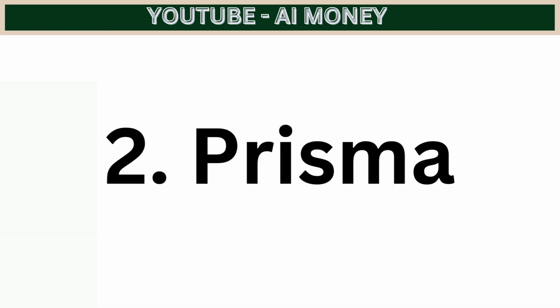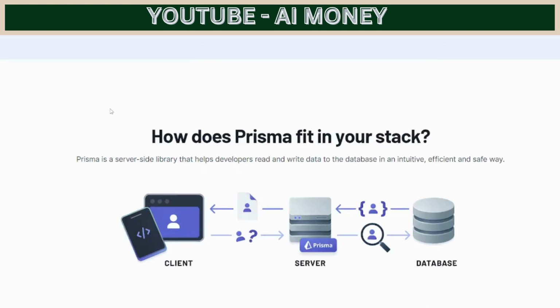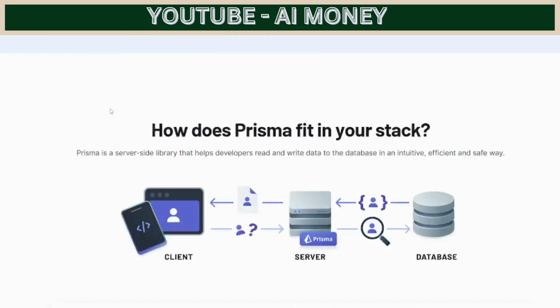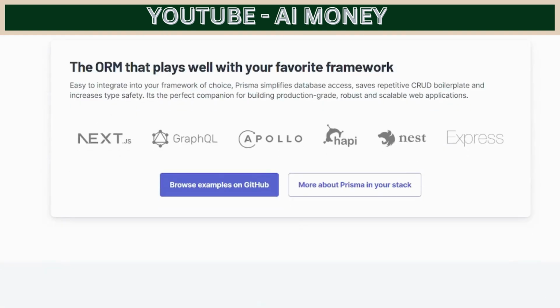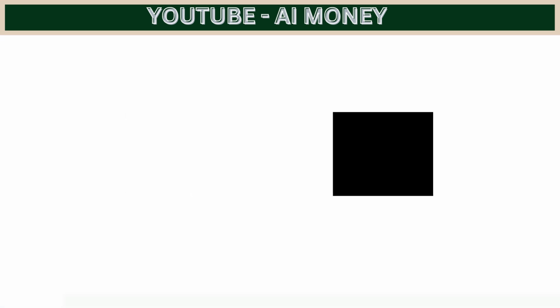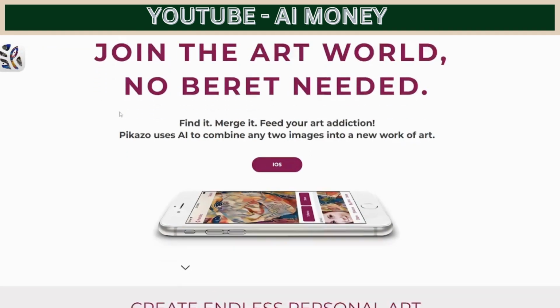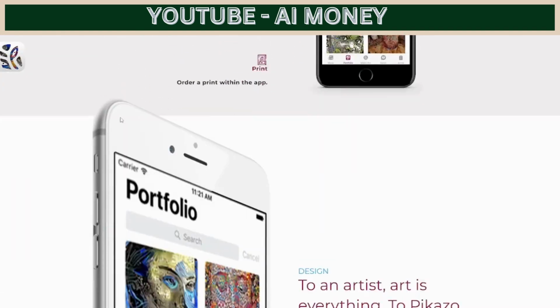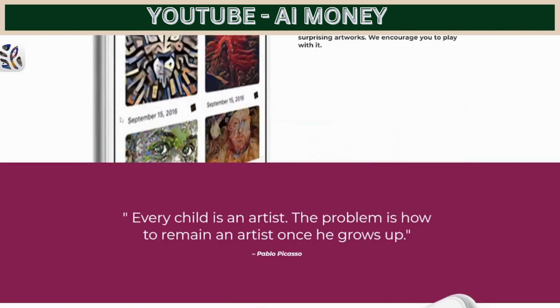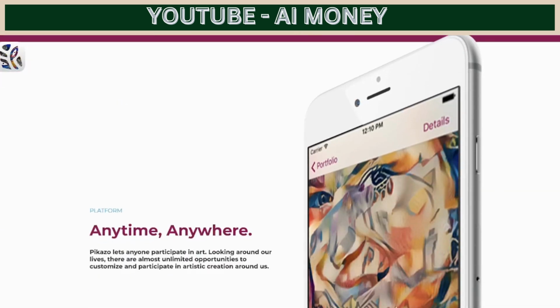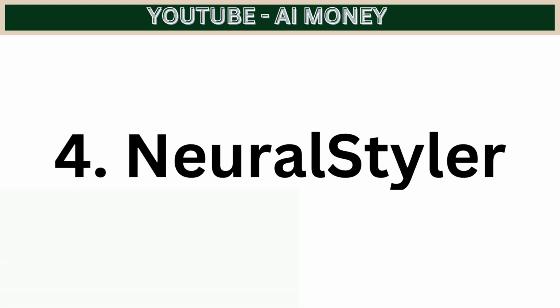Number 2. Prisma. This AI art generator applies various filters and styles to your photos, creating stunning artworks in seconds. Number 3. Picasso. This AI art generator uses a combination of algorithms and human guidance to create beautiful and unique art pieces. Number 4. Neural Styler.